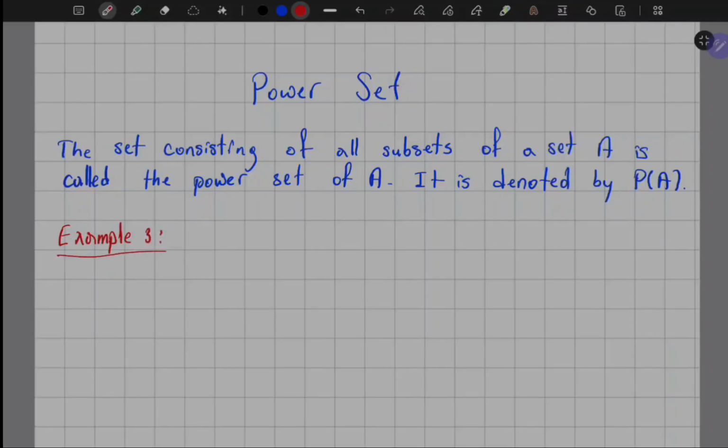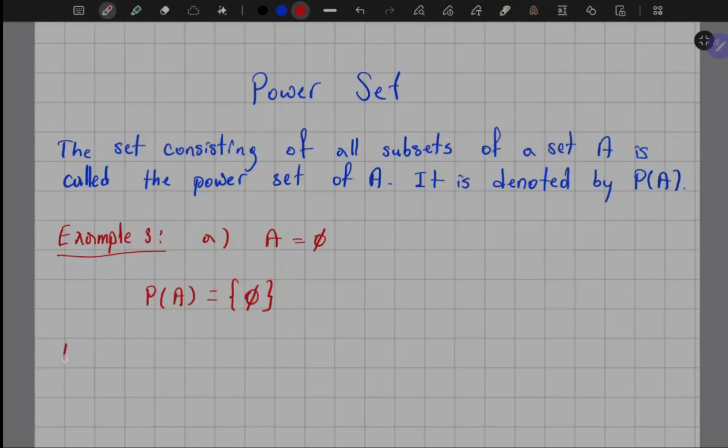Let's write all subsets of the following sets. A. If A is an empty set, the empty set has exactly one subset, and it is itself. So P of A is a set which contains the empty set. Because we know that the empty set is a subset of every set. Here our set is the empty set, which we can conclude is a subset of itself.